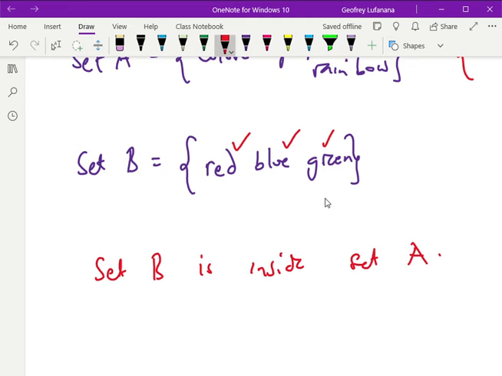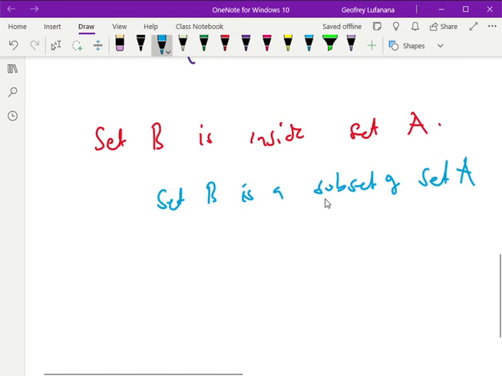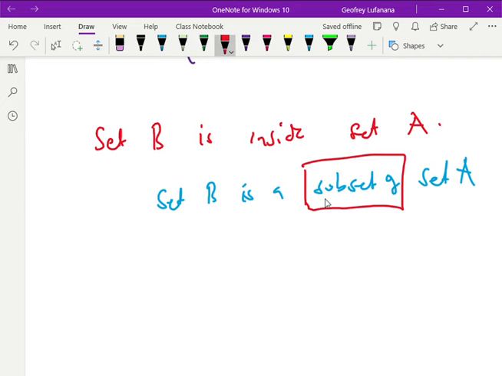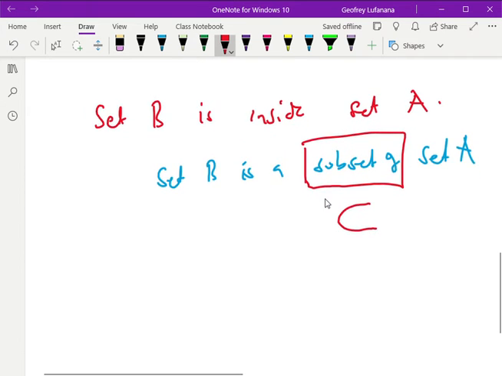Now, this is what we call a subset. You could also say this another way, that set B is a subset of set A. Now, subset has a symbol. If we're talking about subset in set notation, it is written like this. It's like a long C. So in the notation or language of sets, we would write that B is a subset of A. B is inside set A.